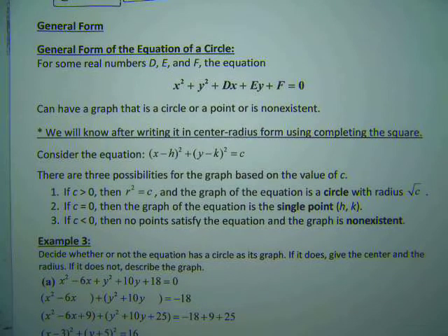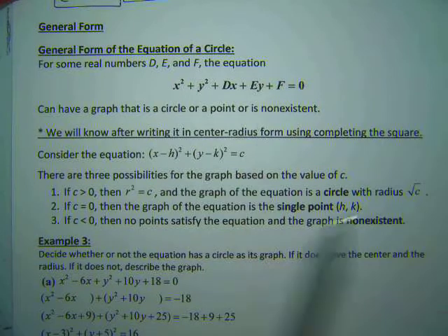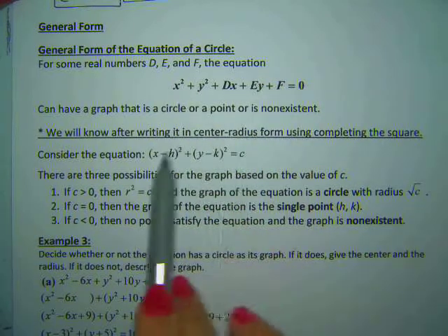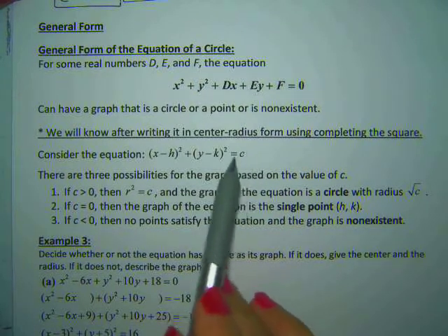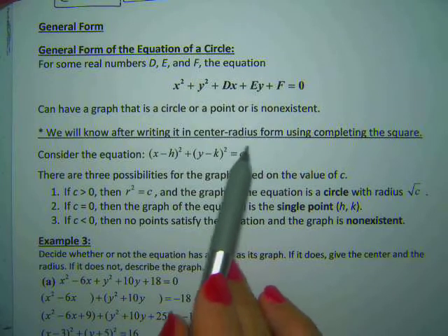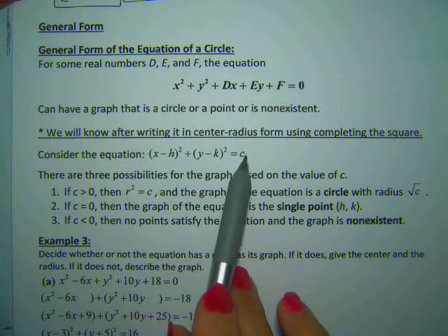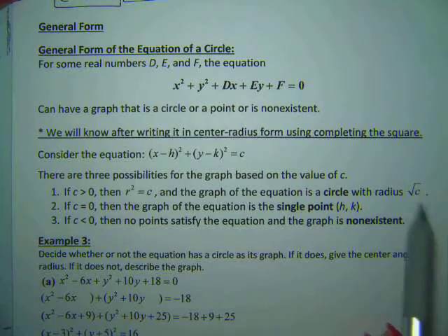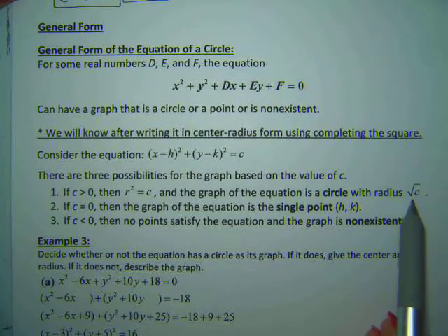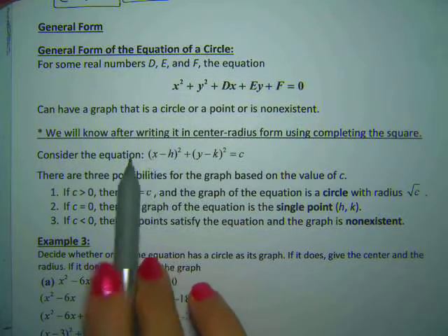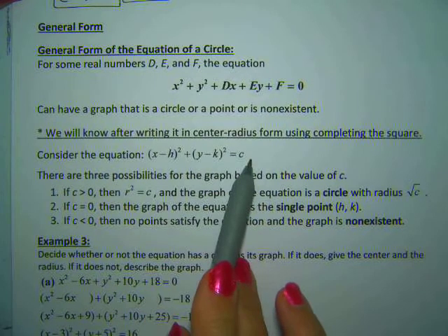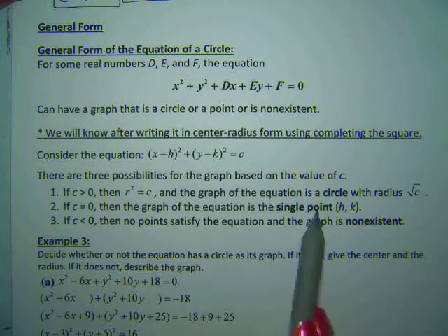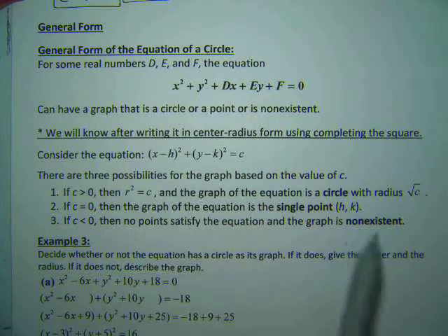But before we continue, once we change this format to this format, we might end up with 3 different situations, all depending on the right hand side, which is the constant. If this constant is positive, then it represents r squared, and I'm going to have a circle with a radius of the square root of c. But what if I write it in this format and I end up with this equal to 0? In this case, we have only a single point, and that point is (h, k).